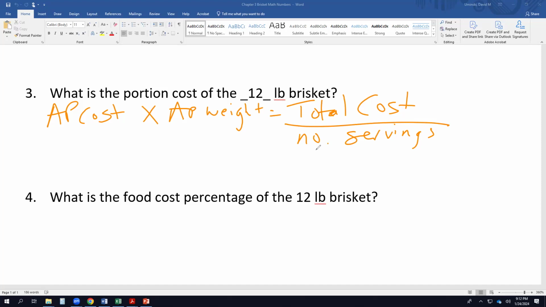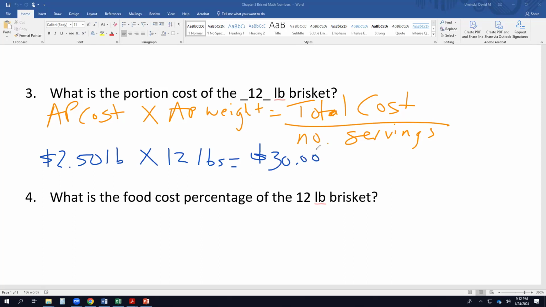All right, so as purchased cost times as purchased weight. So let's put our numbers in now. What is our as purchased cost? $2.50 per pound, which is very cheap brisket, times our 12 pounds, which is our weight. 250 times 12 is $30.